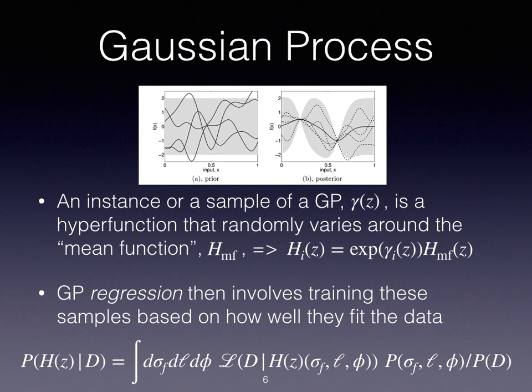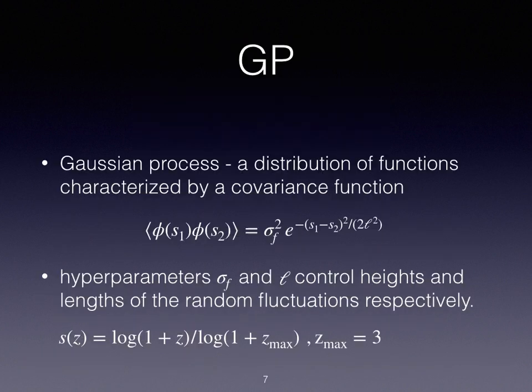From the posterior, we can calculate quantities like the 68 and 95% confidence levels for h of z at any particular redshift. To be concrete about some of the details of Gaussian processes, as mentioned previously, a GP is characterized by a covariance function. This covariance function can be quite general, so long as it satisfies some general properties, like being symmetric and positive semi-definite.